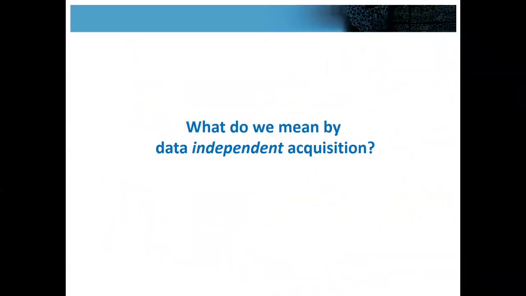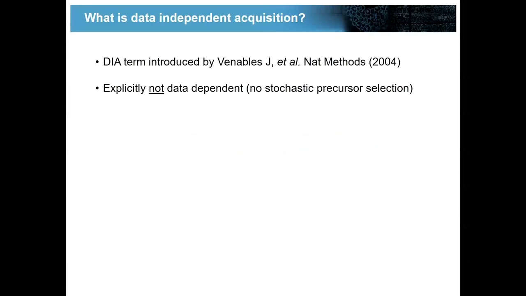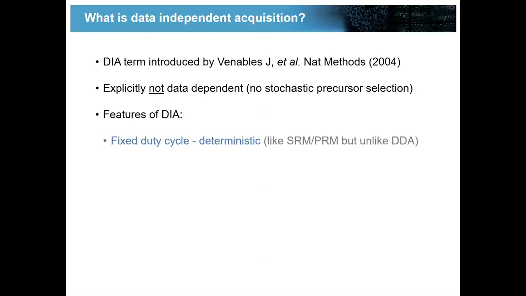So let's get on to what we mean by data-independent acquisition. So just a little bit of history. This term was introduced in 2004 by the Yates lab in this Nature Methods paper. So what do we mean by data-independent acquisition? Well, let's say what we don't mean. We explicitly are not talking about data-dependent, right? So there's no stochastic precursor selection happening. It's entirely deterministic. So it has this fixed duty cycle, and the instrument just does what you tell it to do without trying to make any decisions by itself.